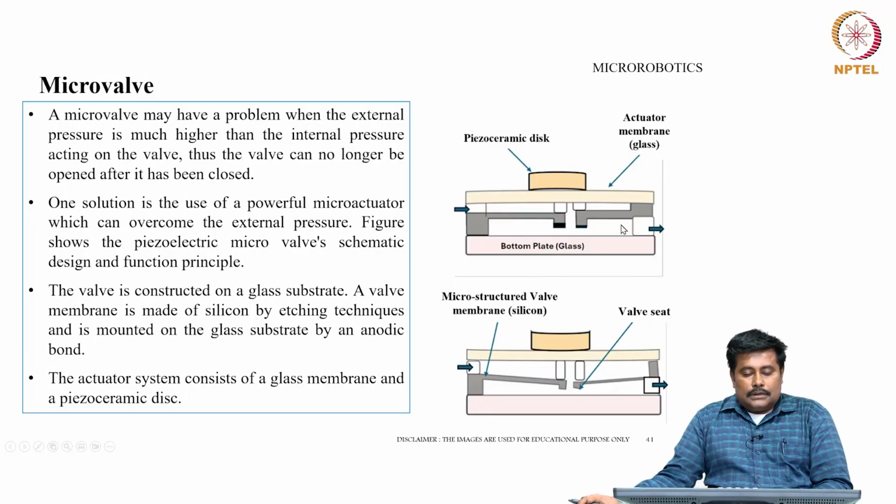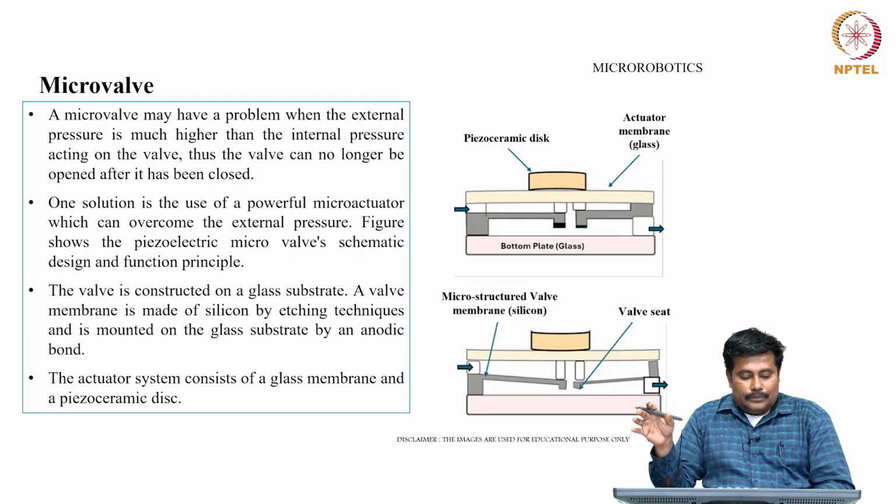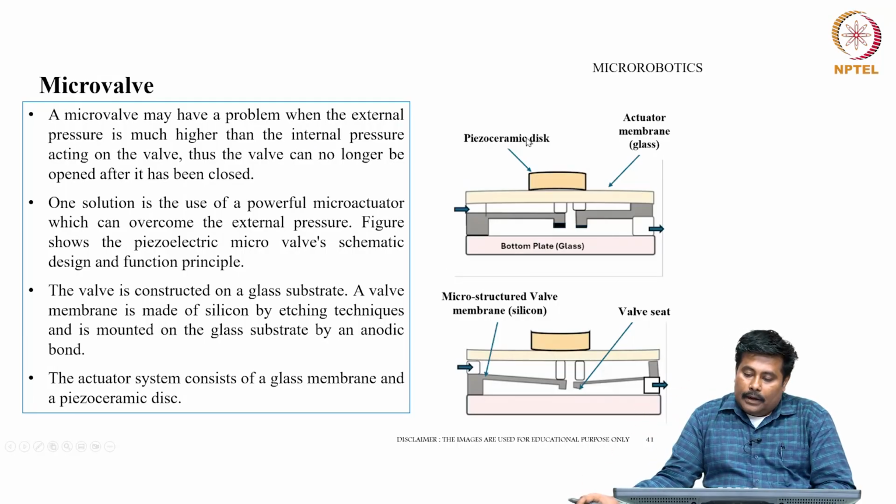So, the valve is constructed on a glass substrate. A valve membrane is made of silicon by an etching technique and it is mounted on the glass substrate by anodic bonding. The actuating system consists of a glass membrane and a piezo ceramic disc. So in this particular case, we have a bottom glass, and on the top we have an actuator membrane glass. Then there is a piezo ceramic disc.